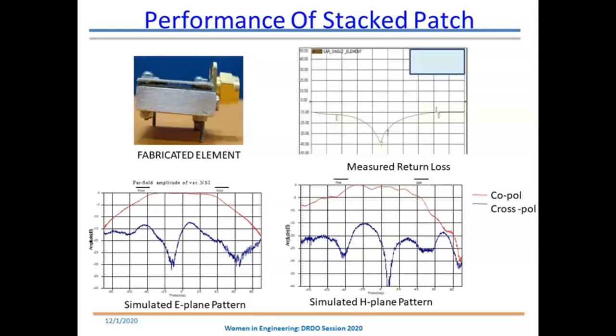So this is the performance of this patch antenna. This is the return loss, this is the radiation pattern, and this is the cross pole pattern for the antenna.